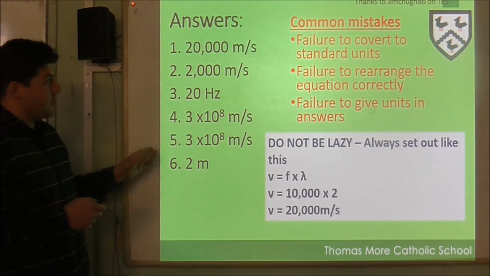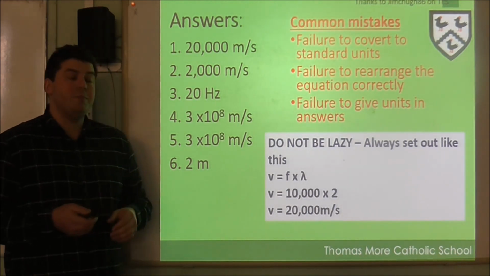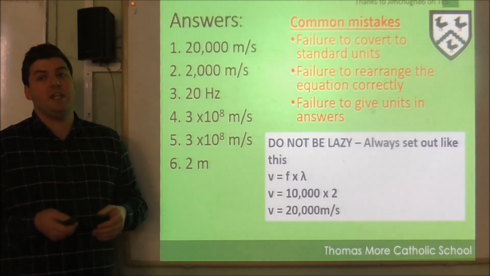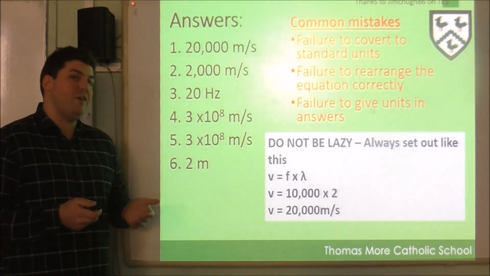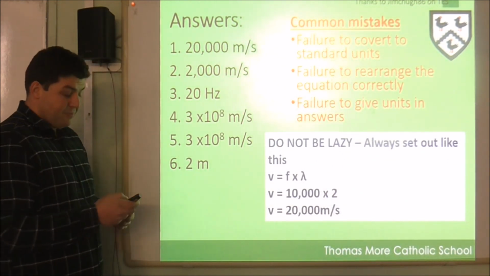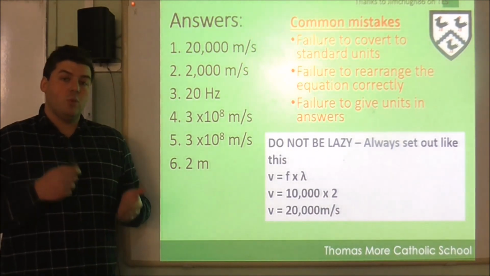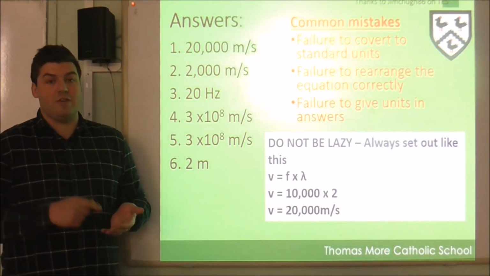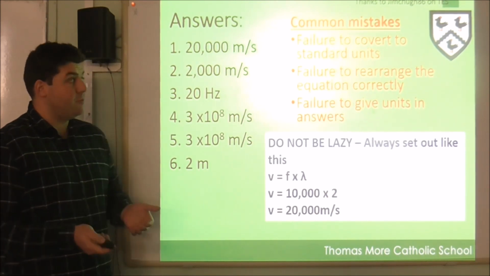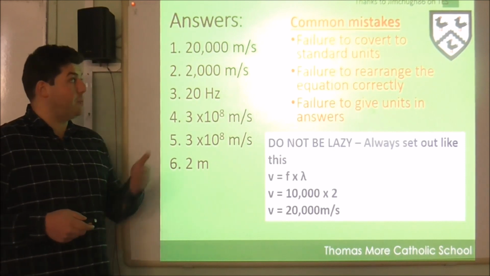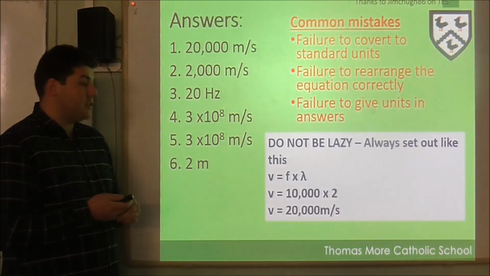Okay, here are your answers. What I would like to say is that there are a couple of common mistakes for young students, particularly when they're doing equations across all of physics. They tend to be as follows: a failure to convert to standard units. Now, you saw on the equation that you must have the wave speed in metres per second, the wavelength in metres, and the frequency in hertz. So if you don't convert, you will not get the correct answer, and you'll be out by a factor of 10.